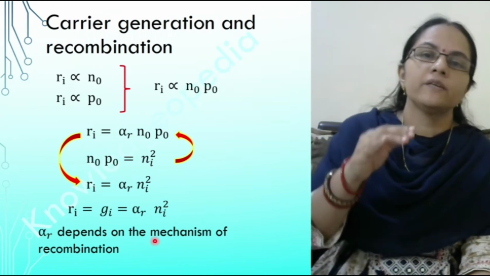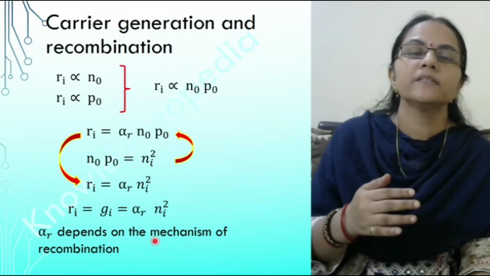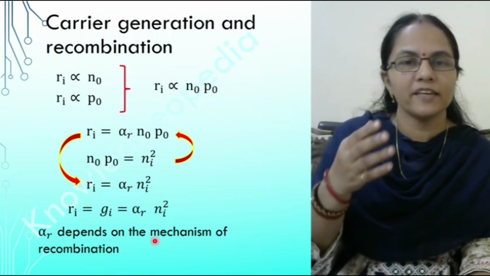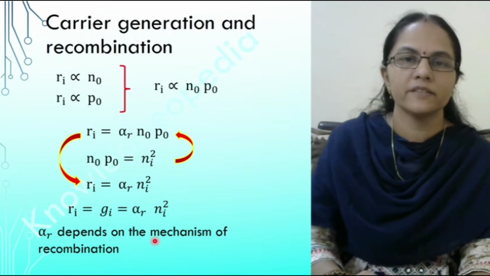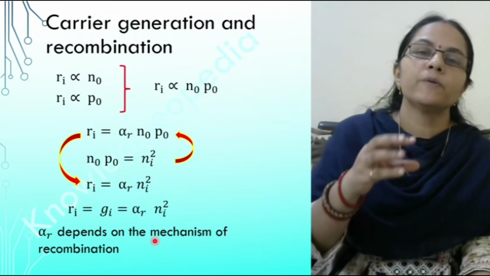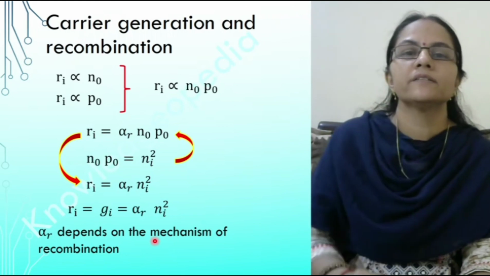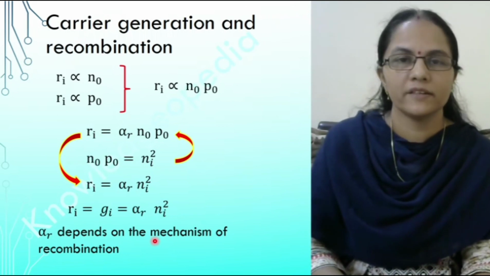Today we have seen the process of generation and recombination, and they occur simultaneously at steady state to maintain the carrier concentration. We will study the details of carrier concentration in our further lectures.